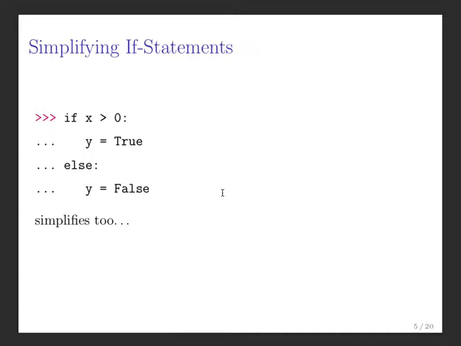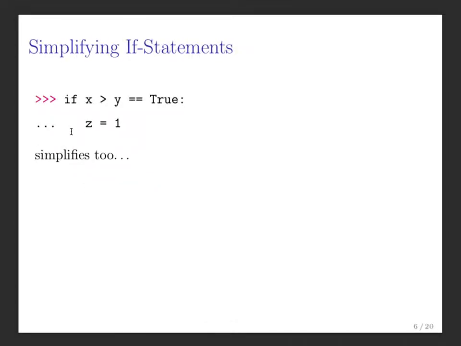Yes? Indeed, y is equal to x is greater than 0, right? Because you're basically saying if true, set true, if false, set false. You can do that directly just by saying set this to the truth of that predicate.